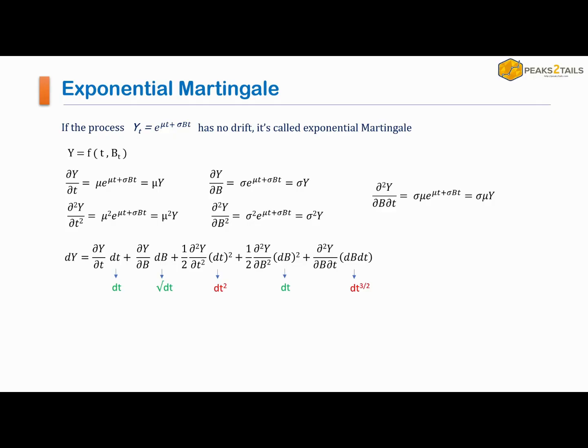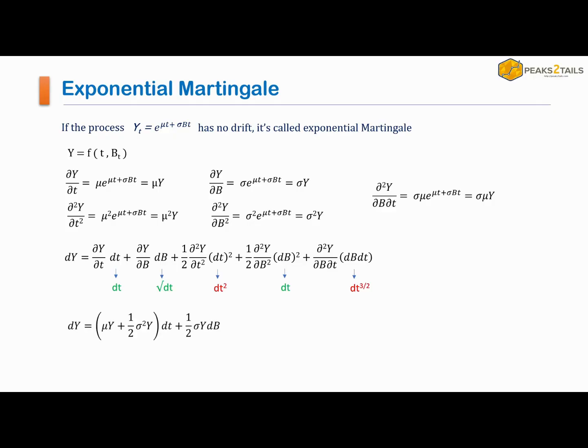The first one is dt, I'll keep that. The second one, dB, is z times square root of dt, so square root of dt is even more significant, I'll keep it. The third term has an order of dt squared, I'll ignore it. The fourth term is the key component, right? dB squared, which we know is dt, so I'll keep that. And then the last term will have an order of dt to the power 3/2, so I will ignore that.